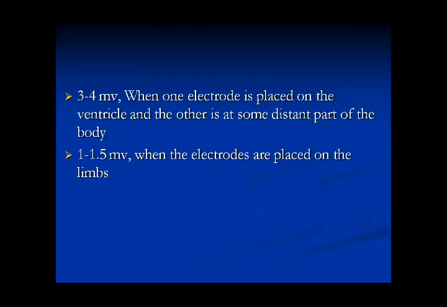The third possibility is that if we place the electrodes on the limbs, nothing is close to the heart. Both electrodes are placed on the limbs, right? So the magnitude given by the QRS complex would be 1 to 1.5 millivolts. So that shows that as the electrodes go closer to the heart, the magnitude is more. As the electrodes go away from the heart, the magnitude is less, right? So this is the principle once again.